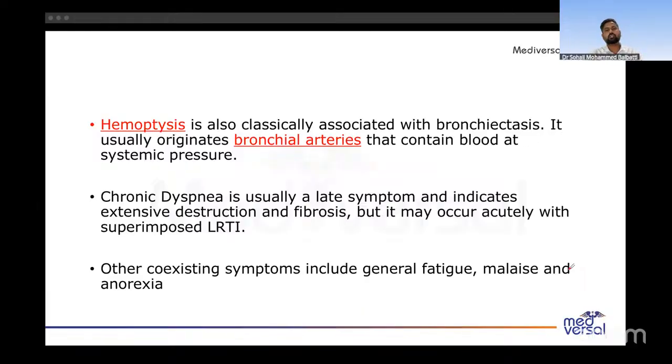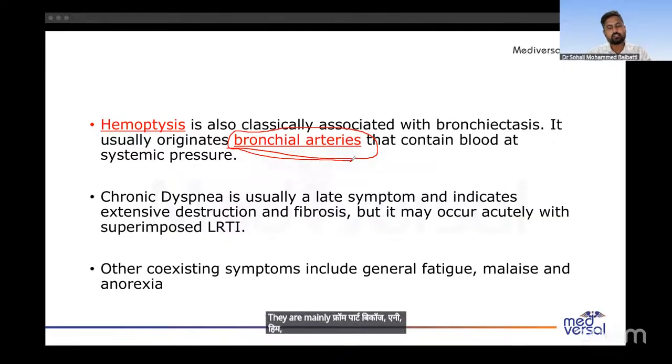As I already mentioned, hemoptysis is classically associated with bronchiectasis, and they are mainly from the bronchial artery. This is our worrying part, because any hemoptysis arising from the bronchial circulation, which is almost equivalent to systemic circulation, they tend to have massive hemoptysis, and the massive hemoptysis can lead to asphyxiation, and that leads to death. So always remember, massive hemoptysis is one of the differential diagnoses of bronchiectasis.